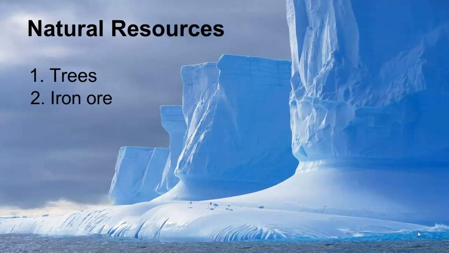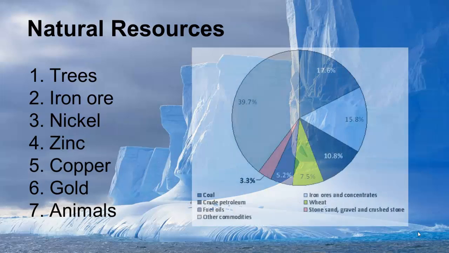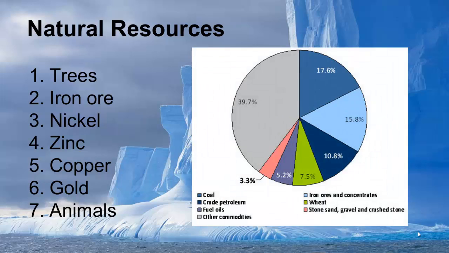I've studied natural resources for a lot of time, but Canada's natural resources seem to go on forever. Let's see. There's trees, iron ore, nickel, zinc, copper, gold, animals. That's a lot. Here's a graph showing the percentage of 7 natural resources found in Canada.